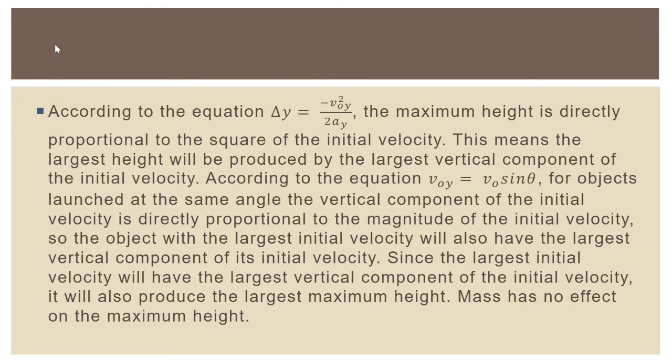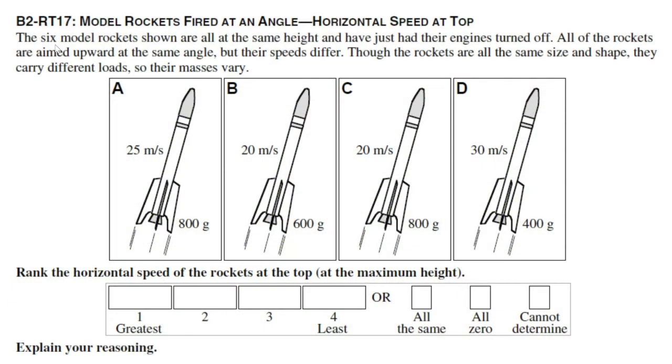Okay, moving on with the sheet, the next question on the sheet, number 2 here, B2RT17, model rockets fired at an angle, horizontal speed at top. It says the 6 model rockets shown, notice they made a mistake with that. It's supposed to be 4 model rockets, obviously. Look at them. The 4 model rockets shown are all at the same height and have just had their engines turned off. All of the rockets are aimed upward at the same angle, but their speeds differ. Though the rockets are all the same size and shape, they carry different loads, so their masses vary.